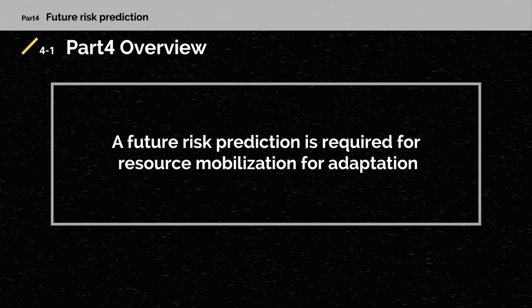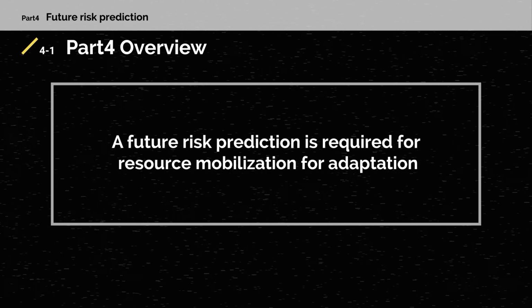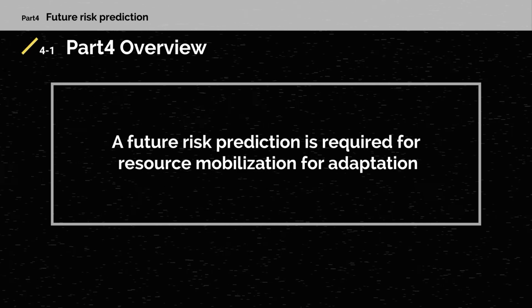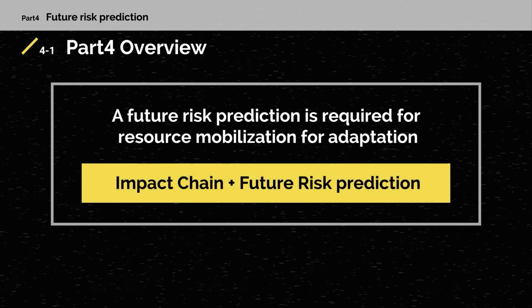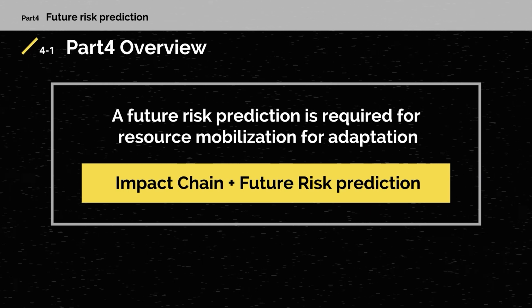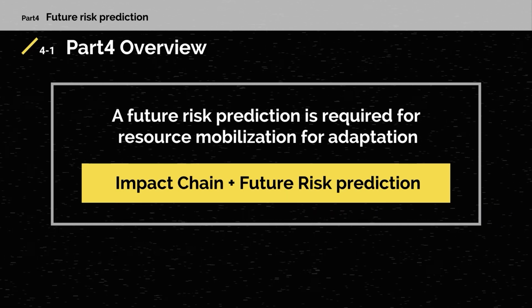The process of impact chain development described in Part 3 identifies vulnerability and a structure. Climate adaptation is a process to deal with vulnerabilities in the future. In this part, we will introduce case studies from Japan in accordance with the ISO and explain a number of methods for predicting future risks.